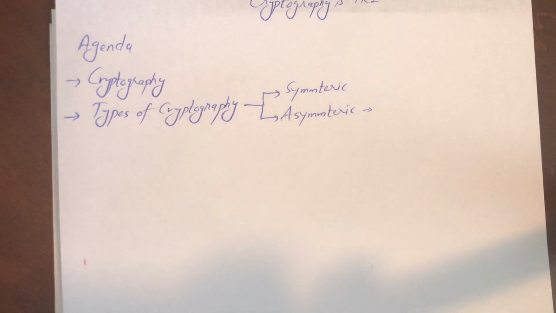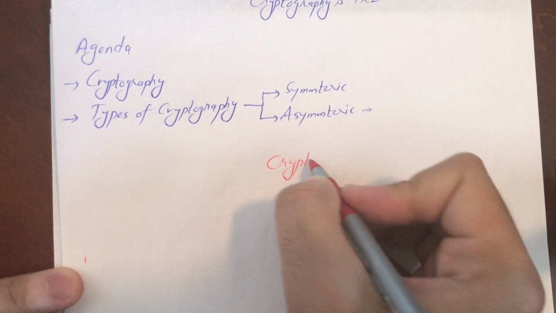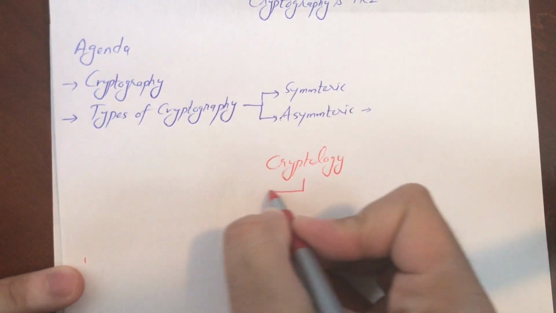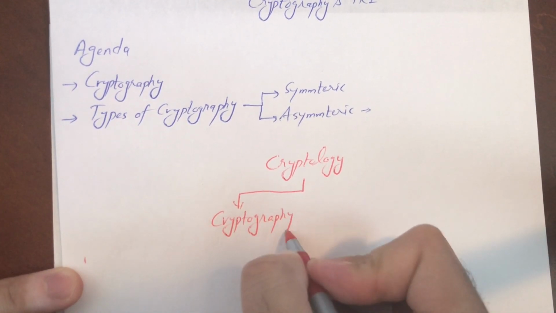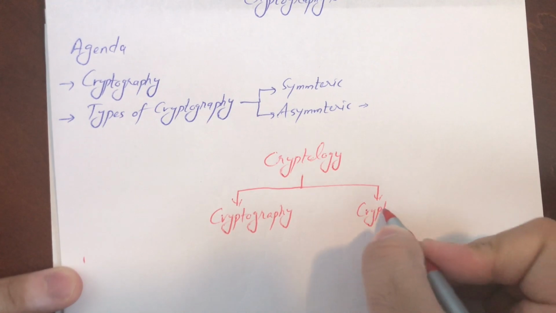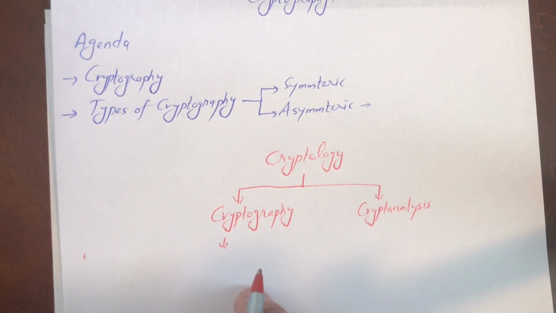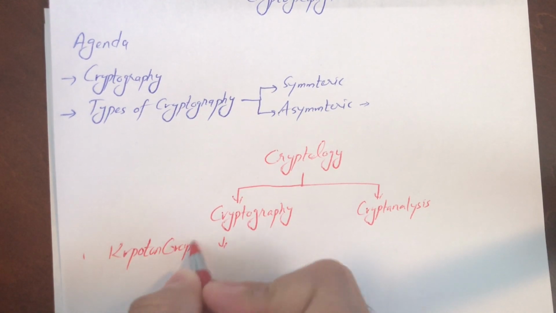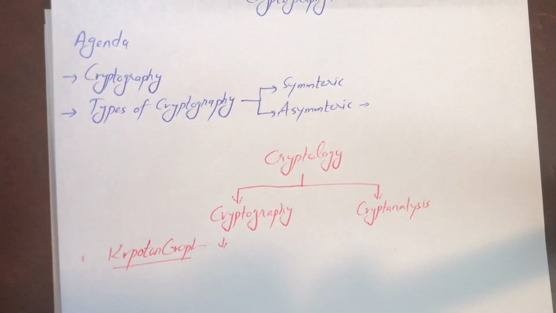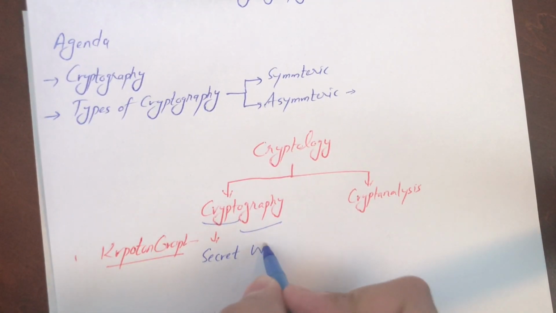So first of all, let's start with the definition of cryptography, from where the word cryptography came from. Basically, the main field is cryptology, which encompasses cryptography and cryptanalysis. Cryptography is basically the art of secret writing, and the word came from the Greek words kryptos and graphein. Crypto means secret, while graphy means writing.